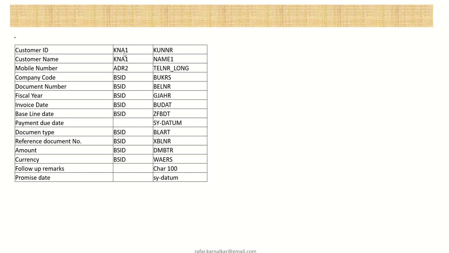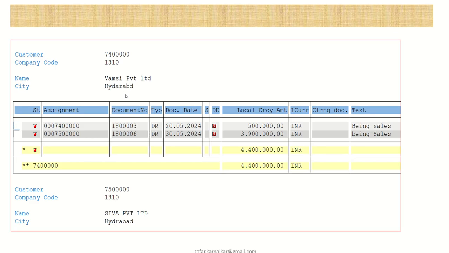Here we can see the table names which we are going to use. For the customer ID and name, we can use the KNA1 table. Here are the field names. Then we have the ADR2 table and the BSID, that is the customer open line item. For the cleared line item, BSAD is the table. I is for open item and A is for the cleared item.